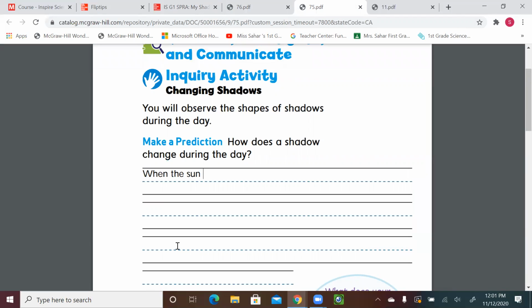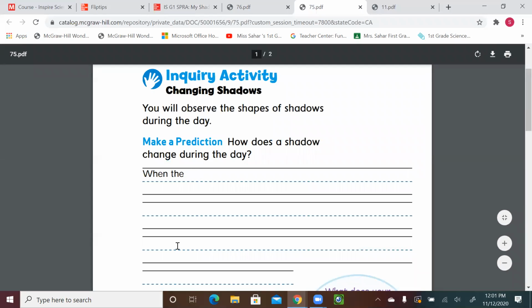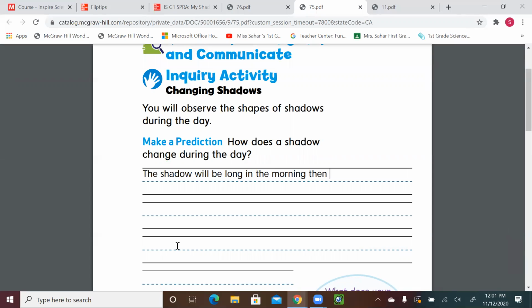So now let's read the question again. How does a shadow change during the day? So the shadow will be long in the morning. Let's put a simple one as our prediction. So the shadow will be long in the morning, then in the middle of the day, right? Because we say in the middle of the day it would be short.